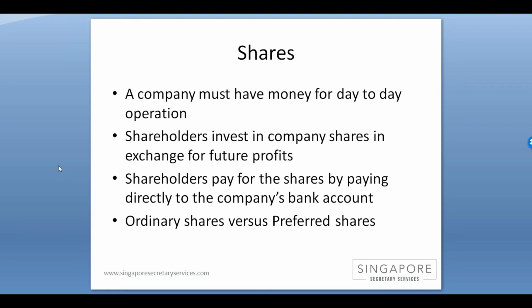One thing to take note of is ordinary shares versus preferred shares. There are different types of shares. Ordinary shares typically allow the shareholders to vote, but preferred shares typically can't vote. But the preferred shareholders normally will get first claim if the company is liquidated, then the preferred shareholders will get the payout first from the liquidated monies of the company.